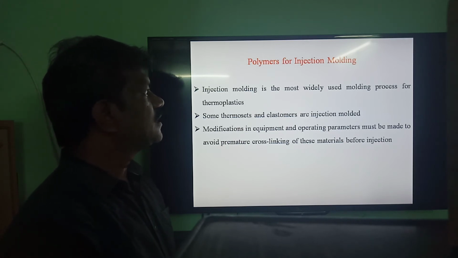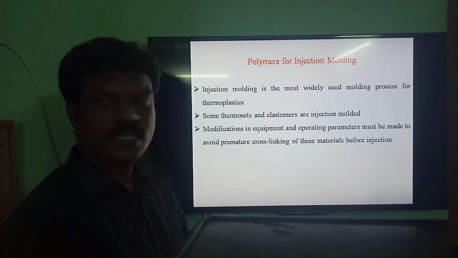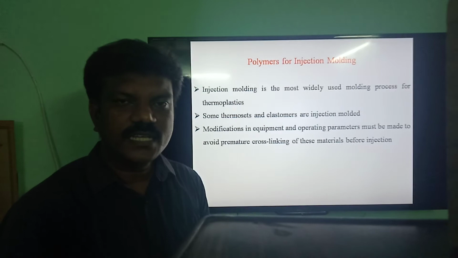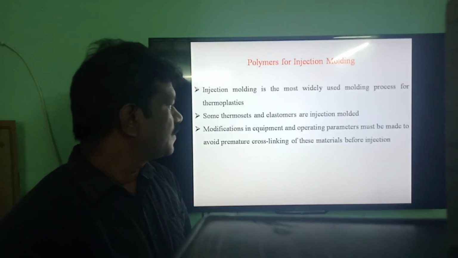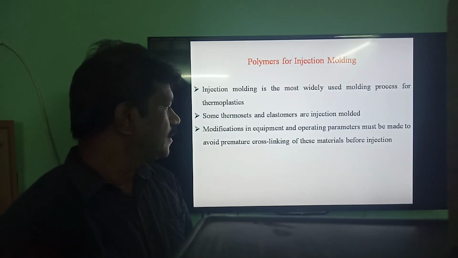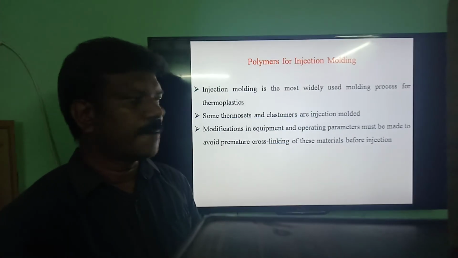So, polymers for injection molding. Injection molding is the most widely used molding process for thermoplastics, right? Some thermosets and elastomers can also be used for injection molding. Modifications in equipment and operating parameters must be made to avoid premature curing of these materials before injection.